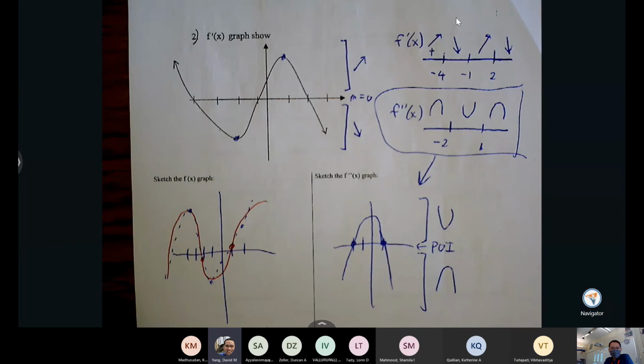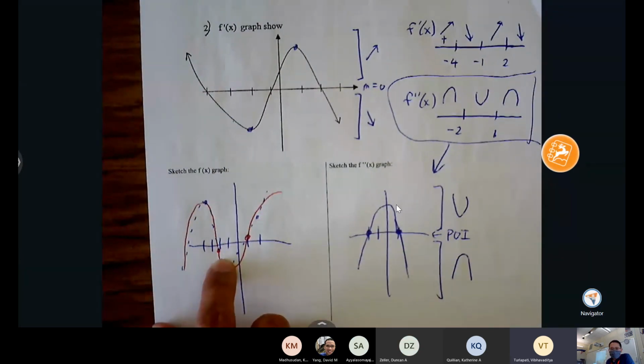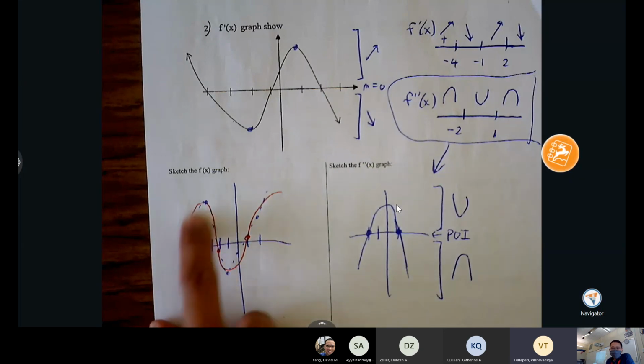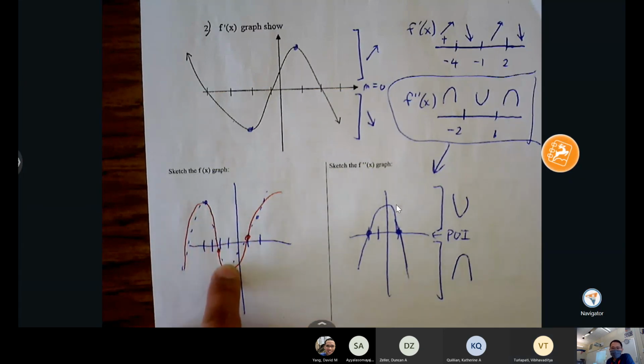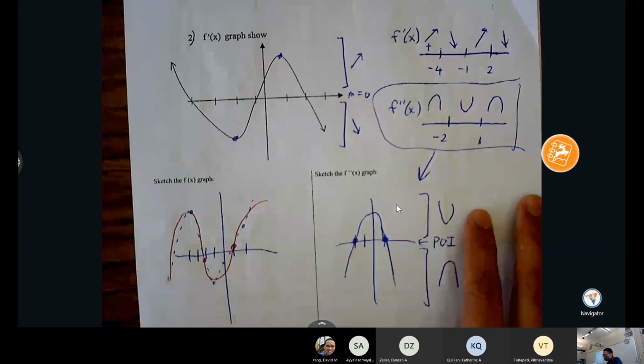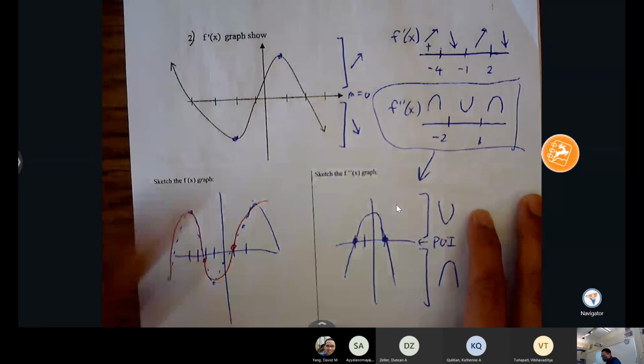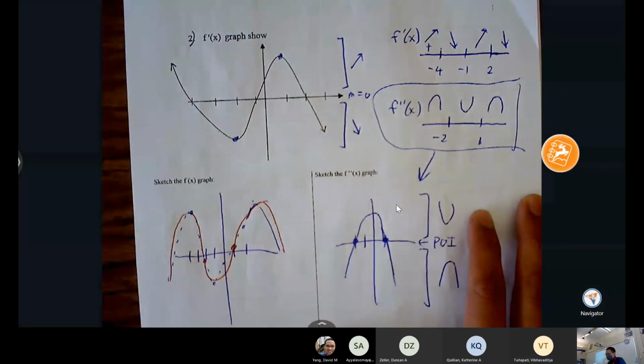Mr. Yang, I had a question for the f of x graph. At the point 2, it said the slope was going down. I was just confused why it's still going up. Oh, wait, it should be going down, right? Yeah. Sorry. Yep. My bad.